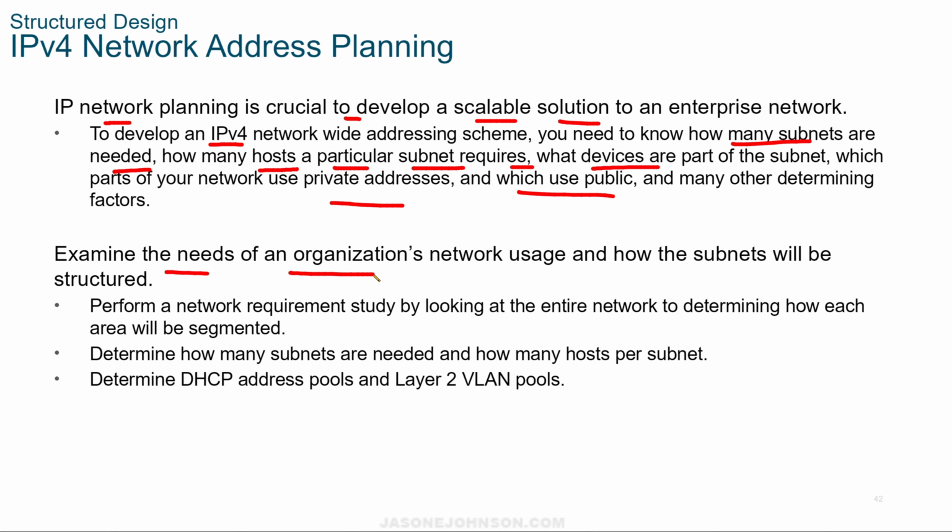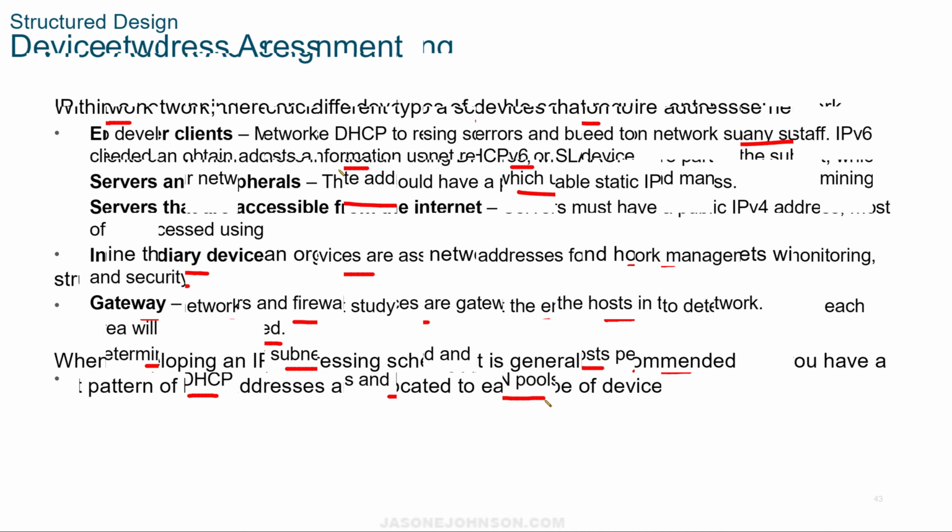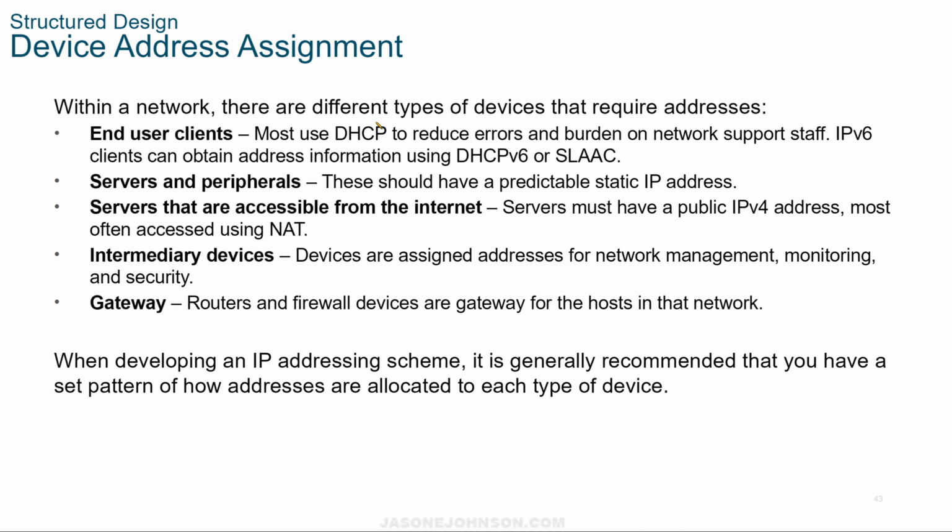We examine the needs of an organization's network use, and we look at how many subnets will be structured. We perform a network requirement study by looking at the entire network to determine how each area will be segmented. We also determine how many subnets are going to be needed and how many hosts per subnet. We determine DHCP address pools and the layer 2 VLAN pools as well.